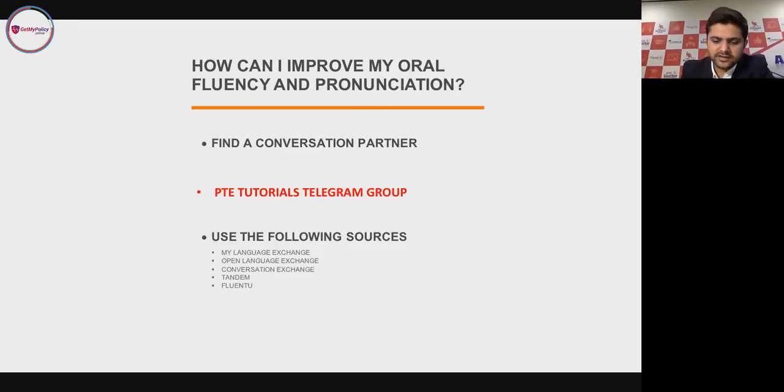So if you join that group and find conversation partners from that group, it would be very helpful to you as well as to the other person. At the same time, two people are benefiting, and the aim of both persons is common. You both are aiming for the score in PTE. So I would suggest this is the first source, and these are the other sources you can try.